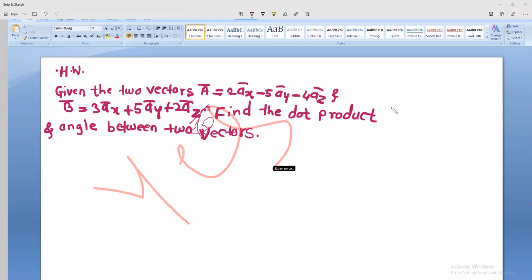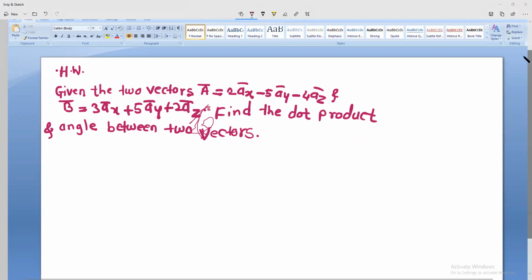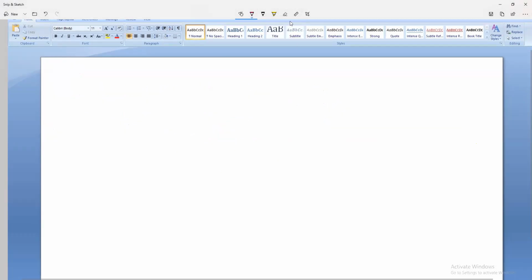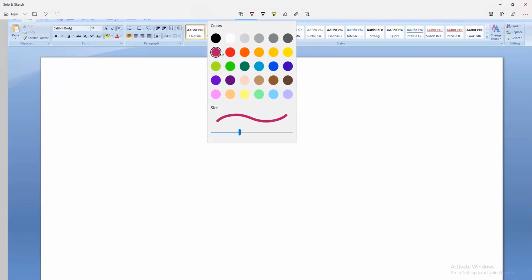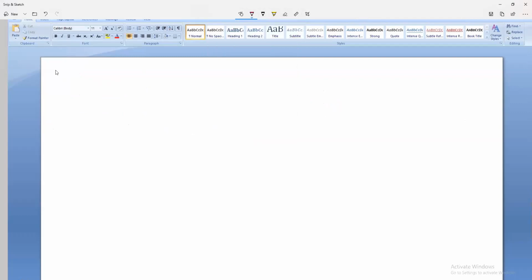Okay. Now we'll see the examples on scalar and vector projection. Okay, so write down the example.